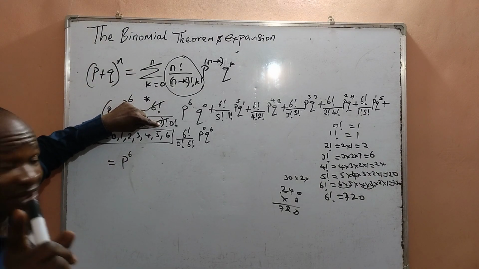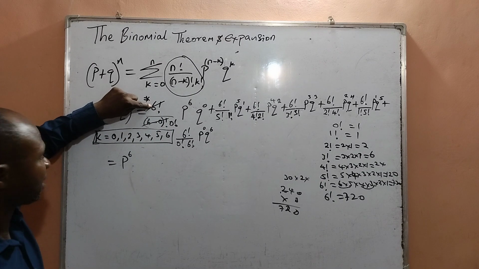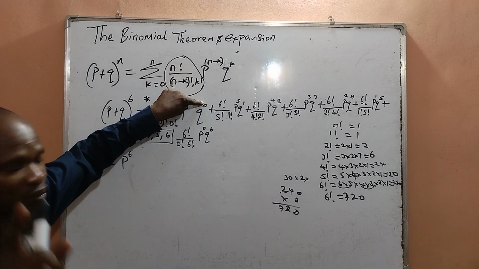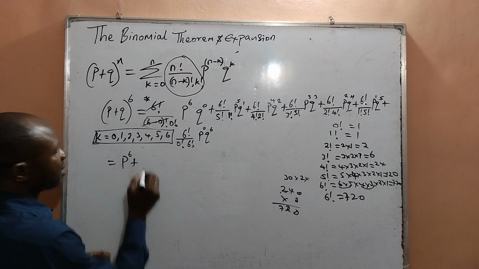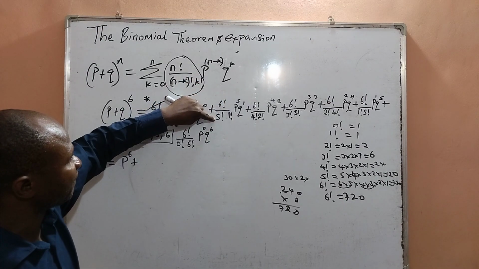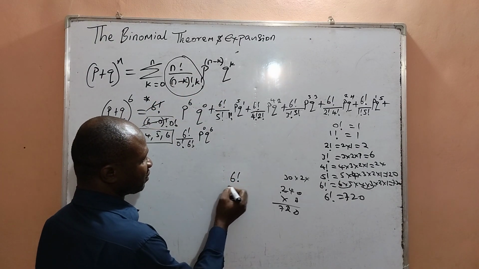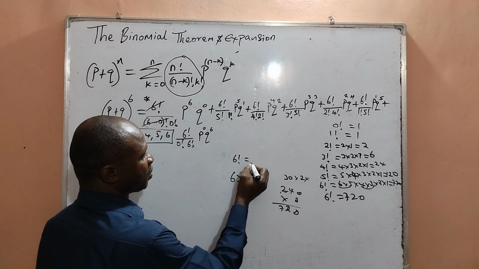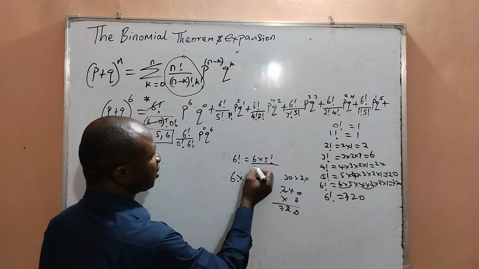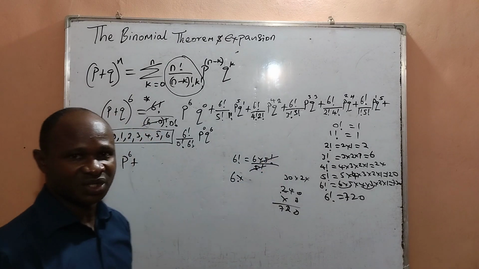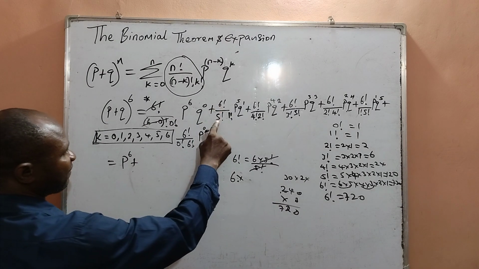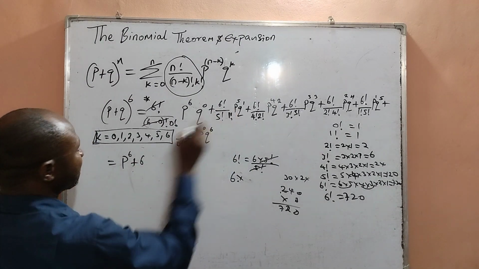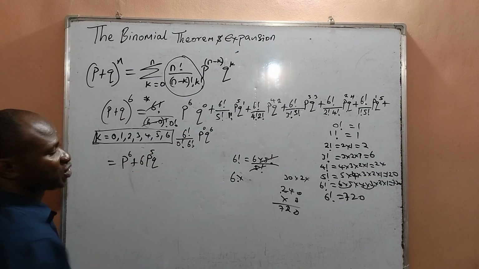6 minus 0 is 6, so that is 6 factorial. Cancelling out 6 factorial, the coefficient now is 1. I have p to the power of 6 and q to the power of 0 is 1. Next, plus, I have 6 factorial over 5 factorial. See here, 6 factorial is equal to 6 multiplied by 5 factorial all over 5 factorial, so that this can cancel out this. What does it mean? That 6 factorial over 5 factorial, of course 1 factorial is 1. So 6 factorial over 5 factorial is equal to 6. Then I now have p raised to the power 5, q raised to the power 1.